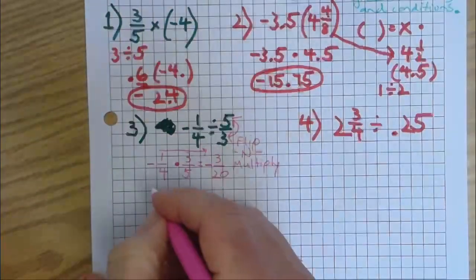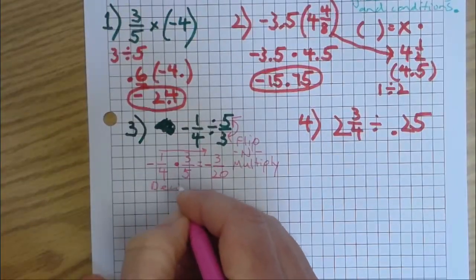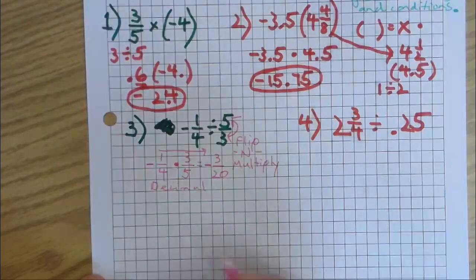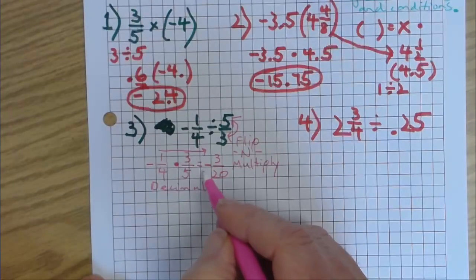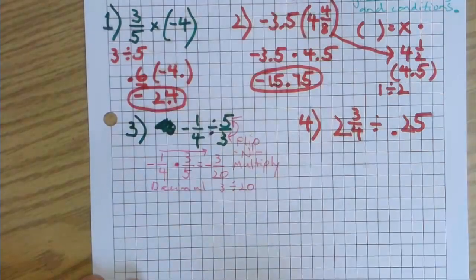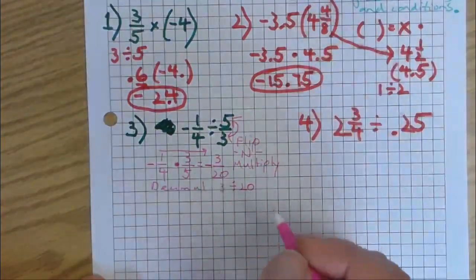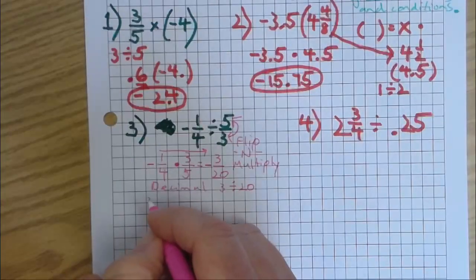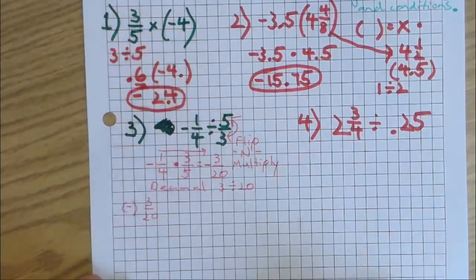Now we need to change to a decimal. A couple of ways to do that. The simple way is to get the calculator and go 3 divided by 20, top divided by bottom. That works every single time. But a clever way might be to take that 3/20. Remember, this is negative. Don't forget about that negative sign.